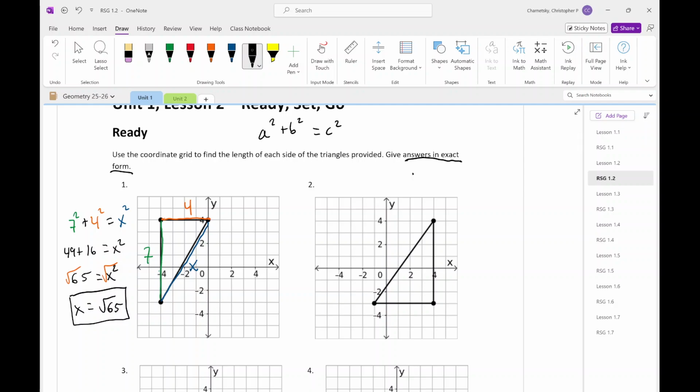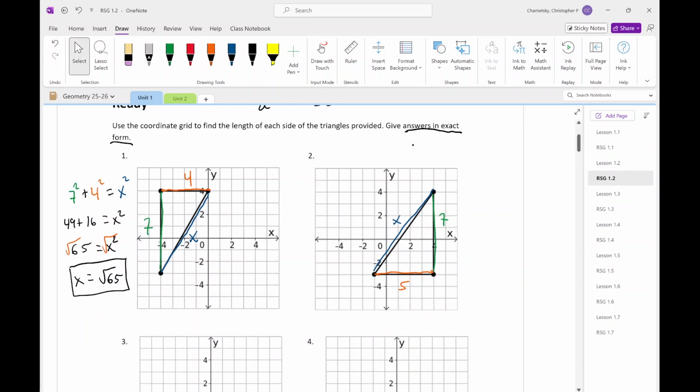Okay, number 2, same thing. The horizontal side that we have here, that is 5. The vertical is 1, 2, 3, 4, 5, 6, 7. And we need to find the hypotenuse, which is x. Okay, so we'll set up Pythagorean theorem. So 7 squared plus 5 squared equals x squared.